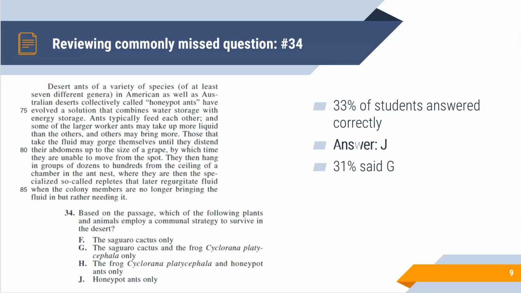31% of students said G, the saguaro cactus and this frog only. But J is going to be the most correct answer. And again, that's just a key ideas and details thing that's going to rely on a close reading of the passage.